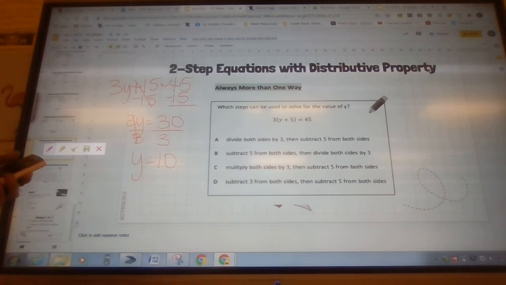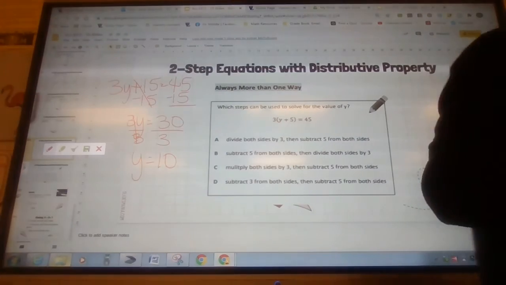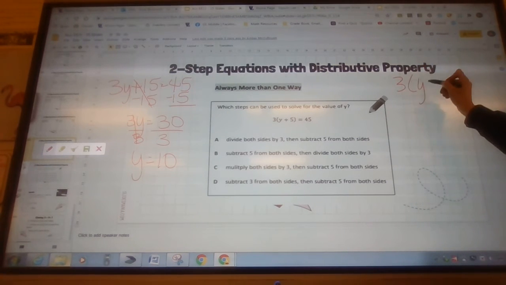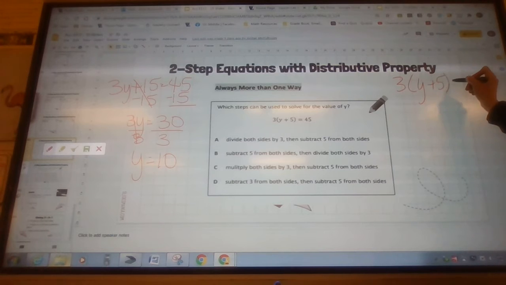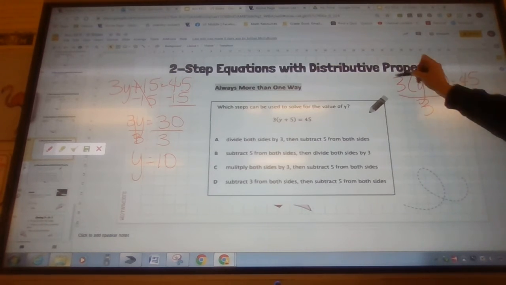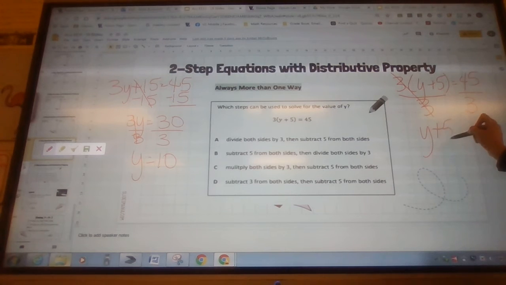Now hang on, let's see. If we divide both sides by 3, let's do that one first. 3 times y plus 5 equals 45. If we divide both sides by 3, this leaves us y plus 5 right here, and this gives us 15, right? Subtract 5 from both sides, and y equals 10.